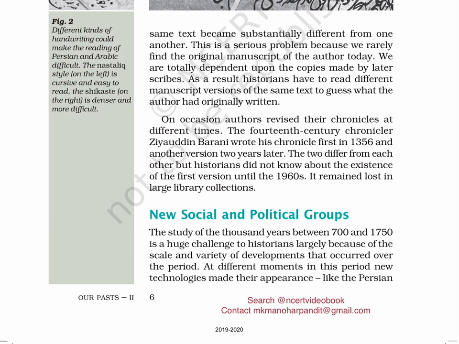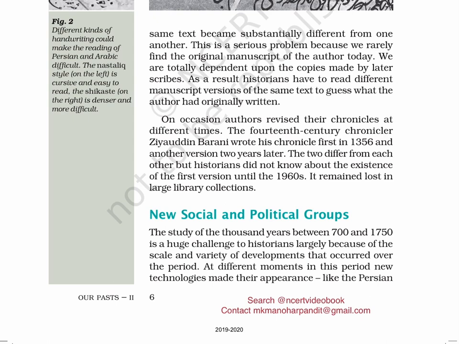On occasion, authors revised their chronicles at different times. The 14th century chronicler Ziauddin Barani wrote his chronicle first in 1356 and another version 2 years later. The two differ from each other, but historians did not know about the existence of the first version until the 1960s. It remained lost in large library collections.